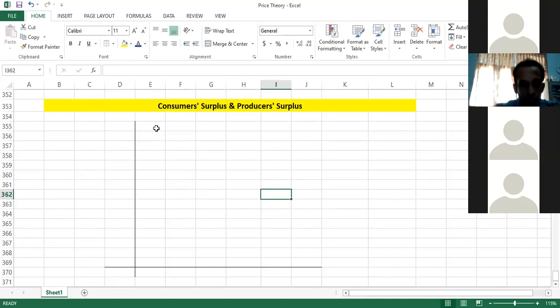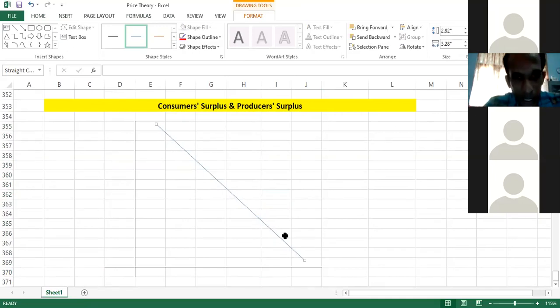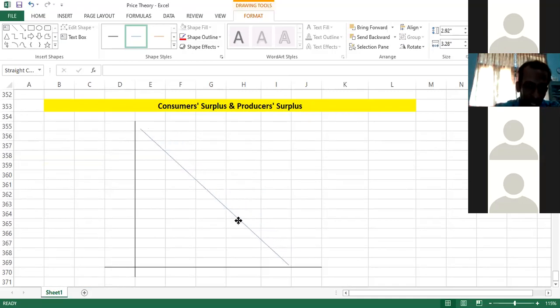When we are going to buy a particular product, there is a price that we are willing to pay to buy the product, but the actual price we may pay may be different. So when we are going to buy a particular product, there is a price we are willing to pay.